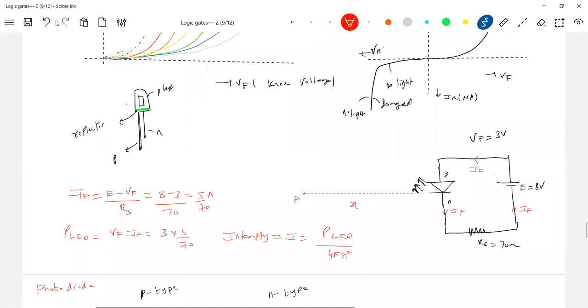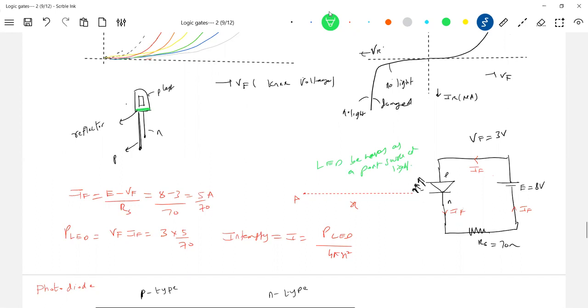So the LED will behave like a point source. Here, what is the idea? For a point source of light, what is the intensity? Power by 4 pi x square. What is the power of the LED? Forward voltage into the current through it.